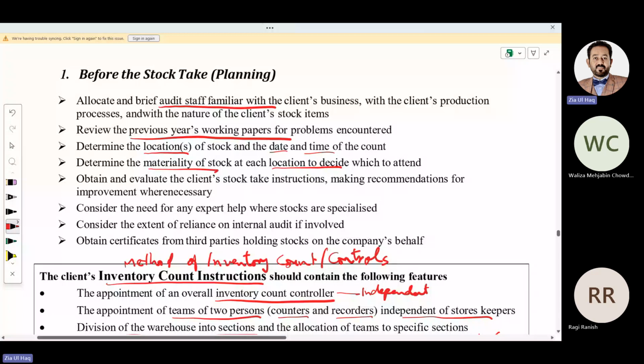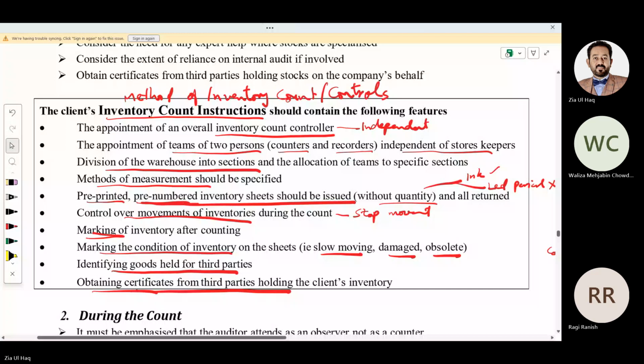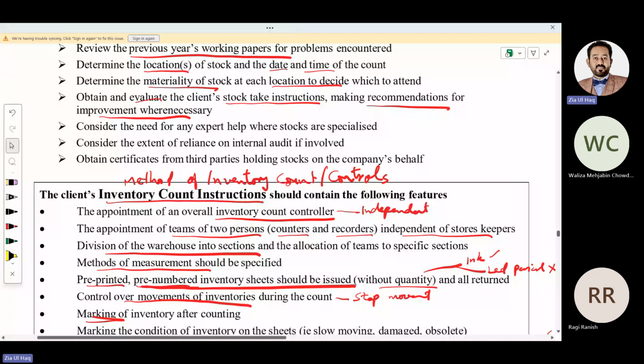Before count, we need to ask the client, what is your stock take instruction, what is your method of inventory count? We will review and evaluate that method, and if that method is not appropriate, we will recommend some adjustment to the client: you should count inventory using this method rather than your own method. So before count, we should obtain and evaluate stock take instruction. Stock take instruction means method of count, meaning what is your method of counting? We can evaluate it and recommend any measures to the client.